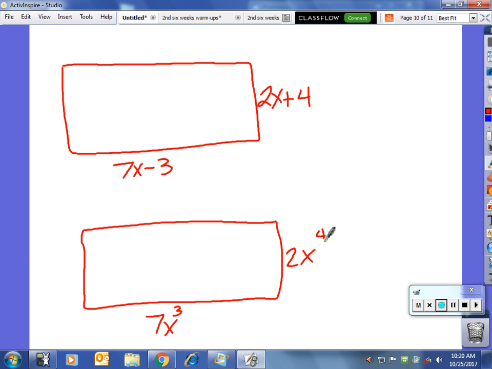Which one has to be written out side by side? The area of the first one. You can't multiply binomials in your head, really.